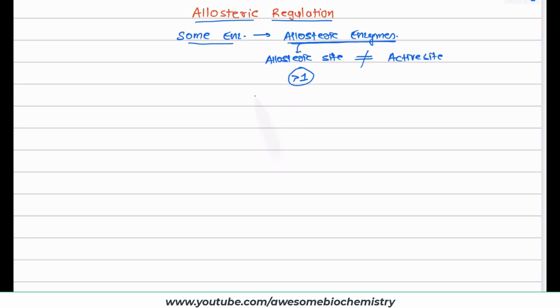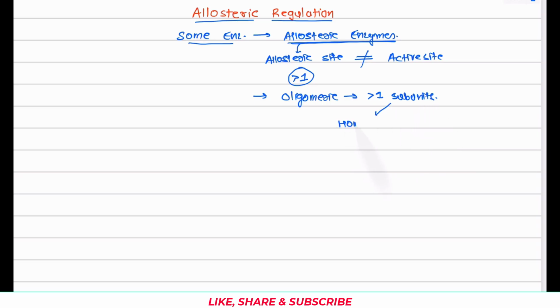The second important aspect is that allosteric enzymes are chemically oligomeric in nature. That means there is presence of one or more subunits. If all the subunits are identical, then they are called homomeric, and if the subunits are different, then it is called heteromeric. Now let's try to understand these allosteric enzymes more with the help of an illustration.